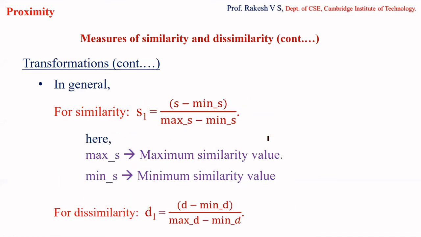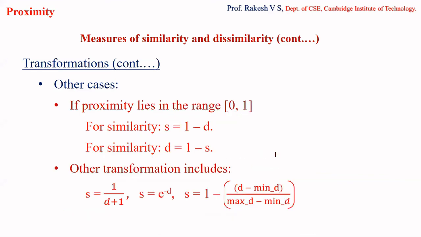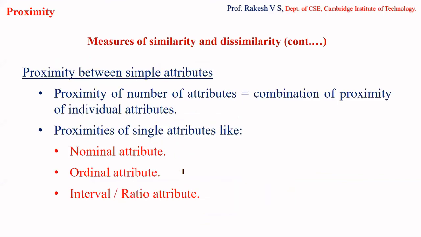So this is the general formula which would help you bring the range down to 0 to 1. And this is the formula when you already have values in the range, but you are given the dissimilarity and have to find similarity. In that case, you use this. If you have similarity given and you have to find dissimilarity, you can use this. Okay, these are the transformations that we have.